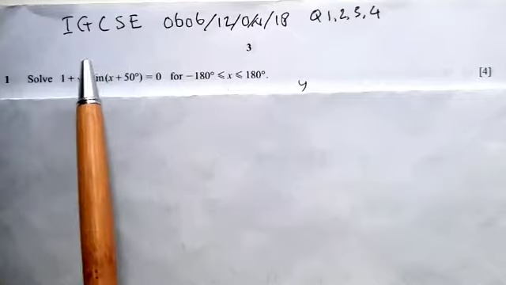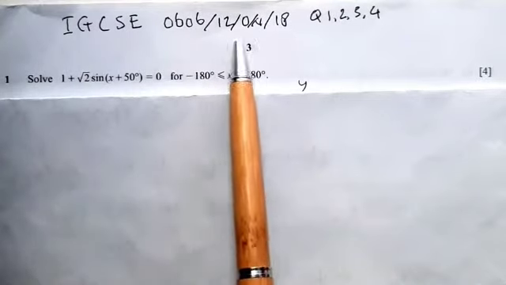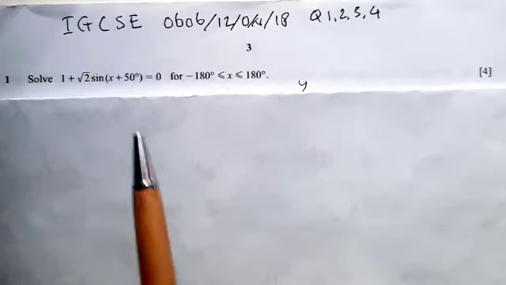Additional Math, paper IGCSE, paper 12, October November 2018. Question number 1.